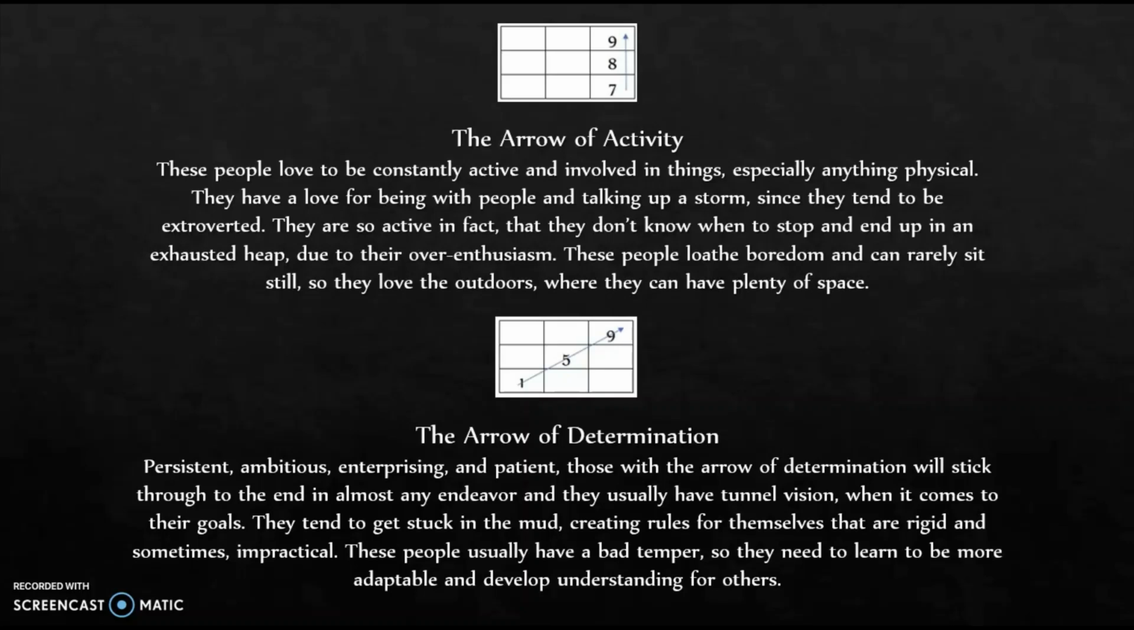The arrow of determination. Persistent, ambitious, enterprising and patient, those with the arrow of determination will stick through to the end in almost any endeavour, and they usually have tunnel vision when it comes to their goals. They tend to get stuck in the mud, creating rules for themselves that are rigid and sometimes impractical. These people usually have a bad temper, so they need to learn to be more adaptable and develop understanding for others.